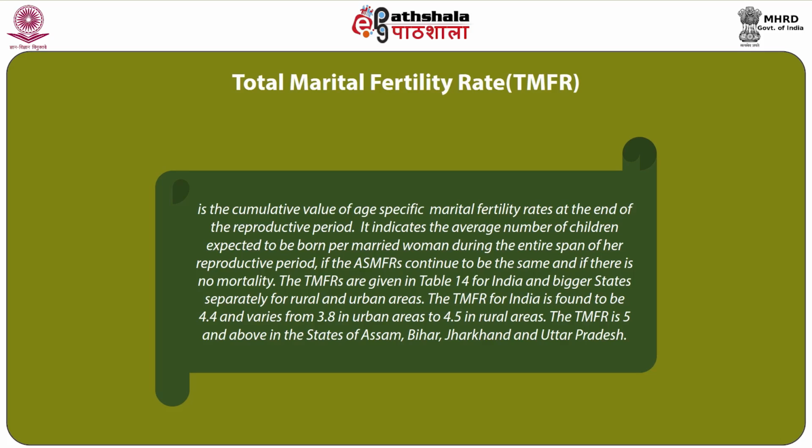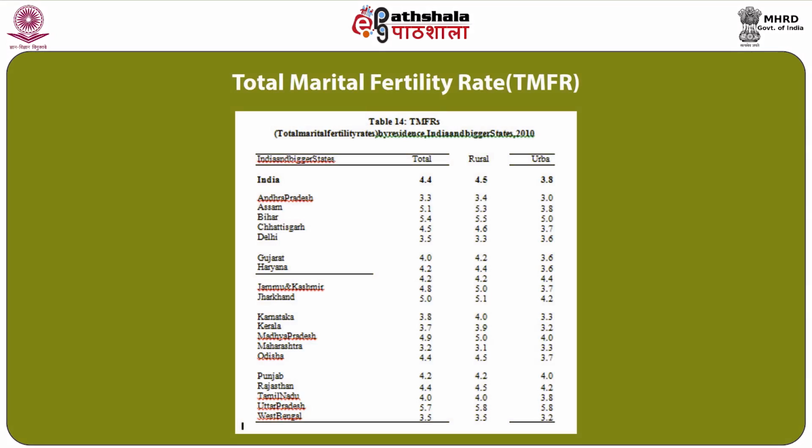The total marital fertility rates as given in the table for India and bigger states, separately again for rural and urban areas, clearly show that the total marital fertility rate for India as a whole is found to be 4.4, and it varies again from a low level of 3.8 in urban areas to 4.5 in rural areas. The total marital fertility rate is 5 and above in the states of Assam, Bihar, Jharkhand and Uttar Pradesh. The table again shows the age-specific marital fertility rates and the total marital fertility rates across different states, and very clearly the variations are significant between rural and urban areas.